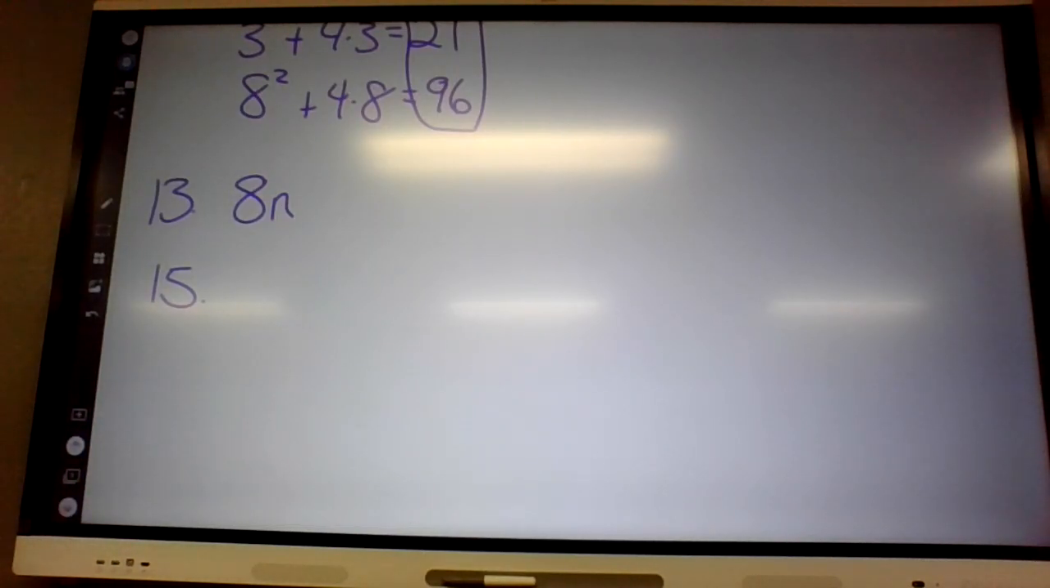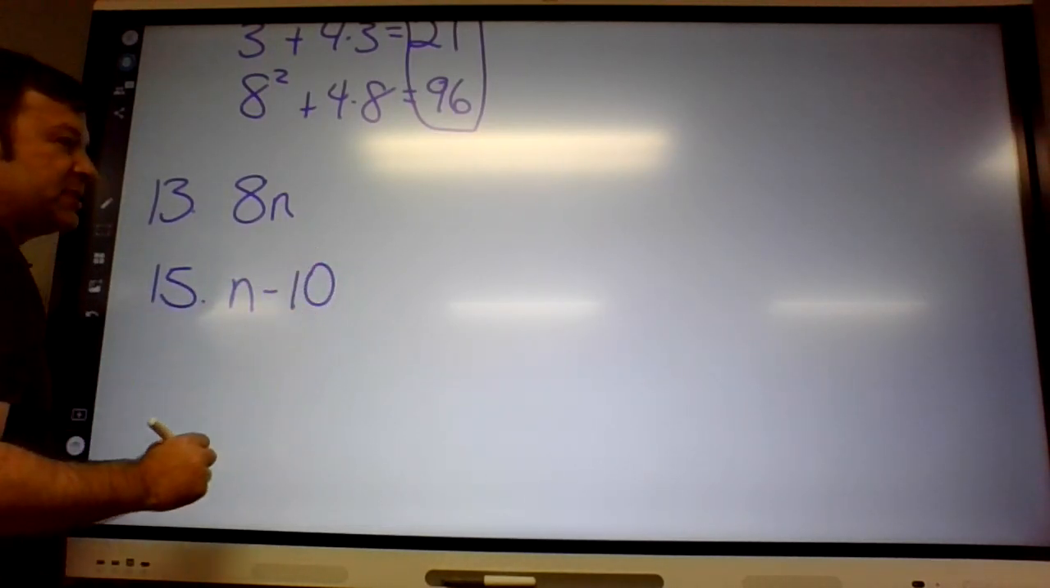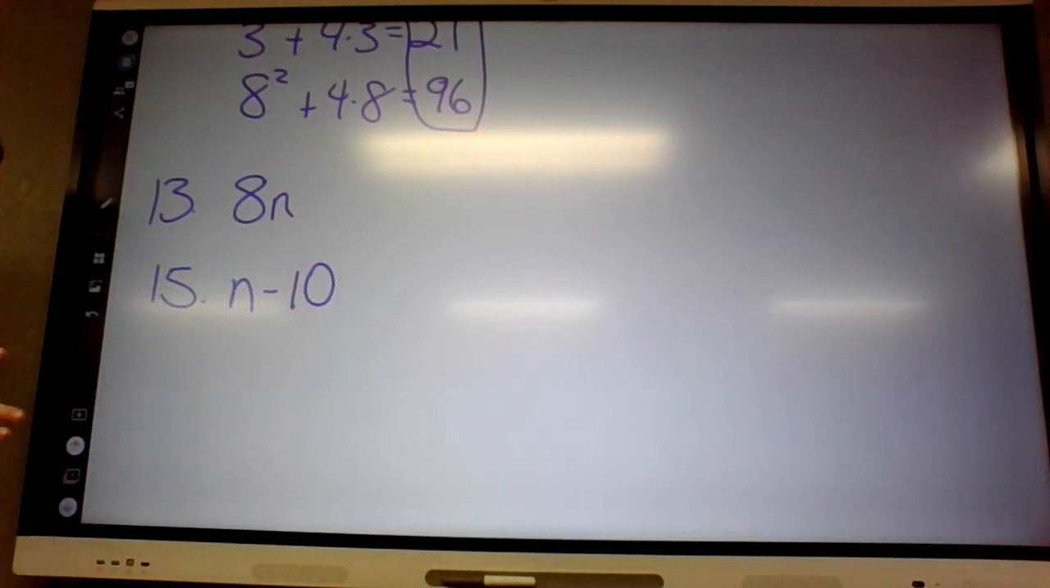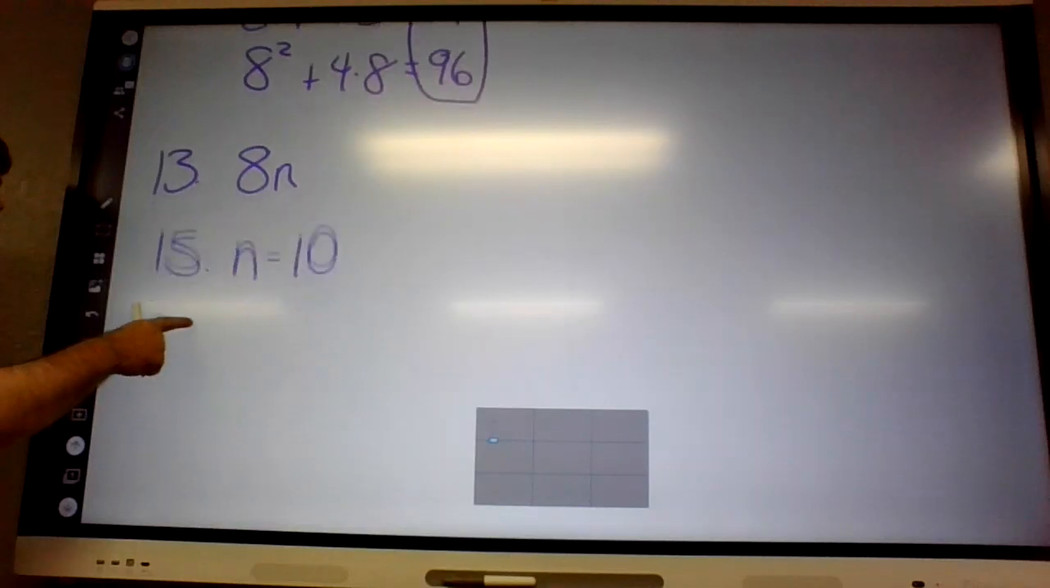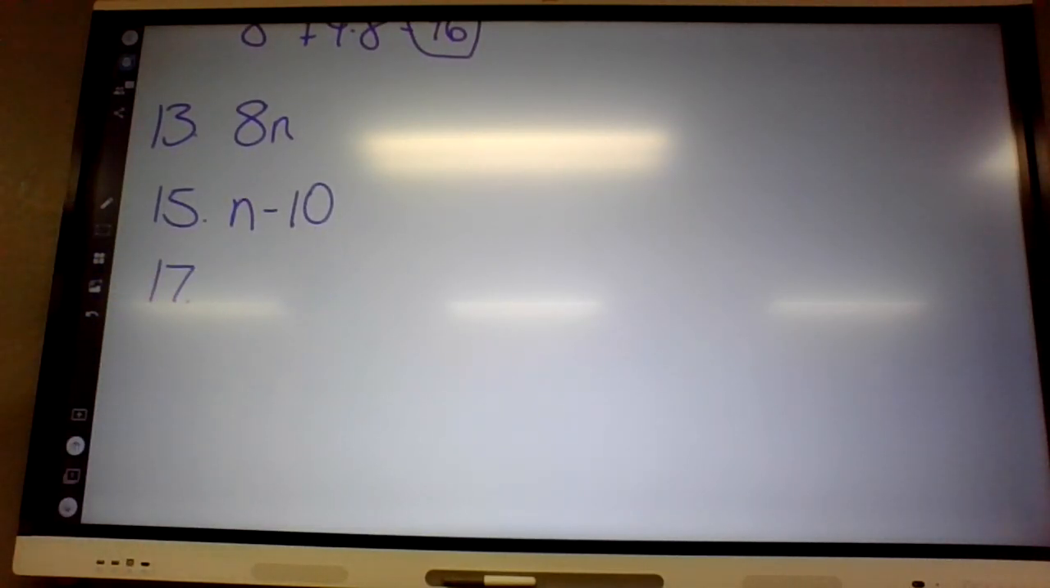So 15, I'll just say this one. N less 10 just means n minus 10. If it was less than, which is very much more likely to see, it would be 10 minus n. So the order does matter on those, but the word less by itself just means minus.